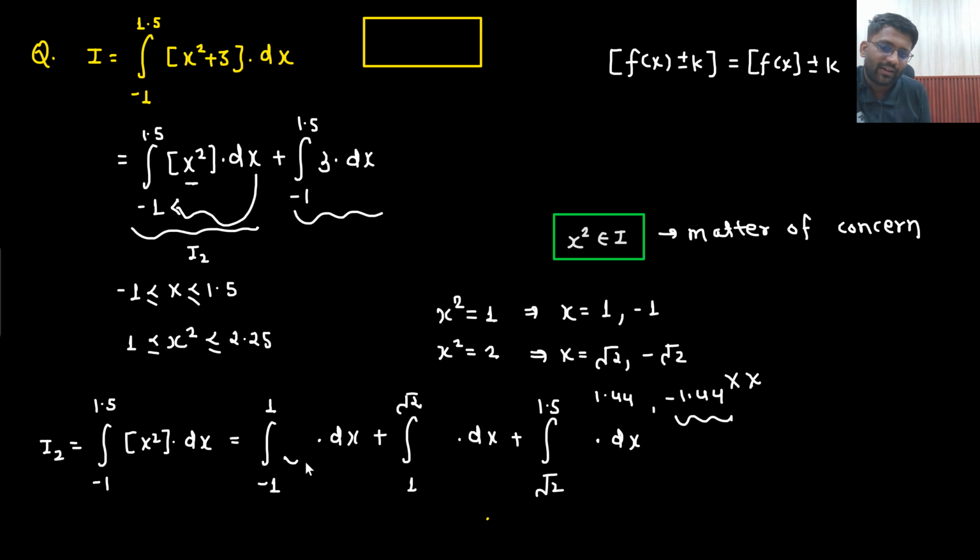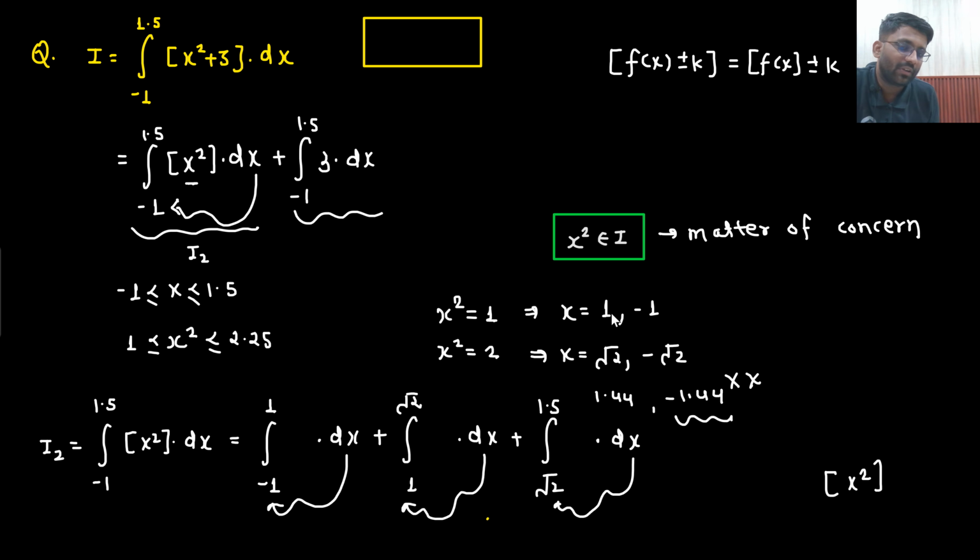Now here something I will write down. Now you let me know, this is your greatest integer function. Now your x is between -1 to 1. Take any random value between -1 to 1. What will be the value of the greatest integer of x square? That is why you are caring about the value of x. When x is 1, then x square will become an integer. When x is -1, x square will become an integer. When x is √2, x square will become an integer. When x is -√2, x square will become an integer. So these are the points where I need to break my integration.